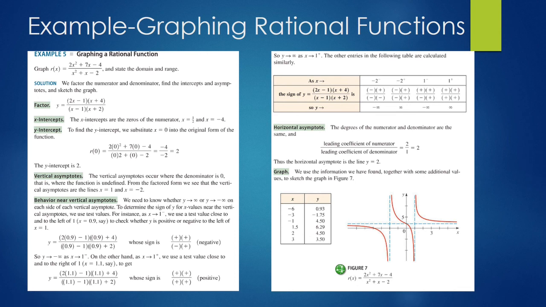For the horizontal asymptote, you're looking at the degrees of the numerator and the denominator. They're both the same, so n equals m, which means that we can take the leading coefficient from the numerator, which is 2, and the leading coefficient from the denominator, which is 1, and I get 2 divided by 1 equals 2. So the horizontal asymptote is going to be the line y equals 2.